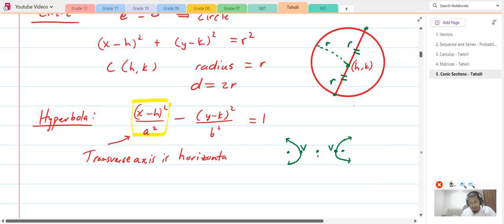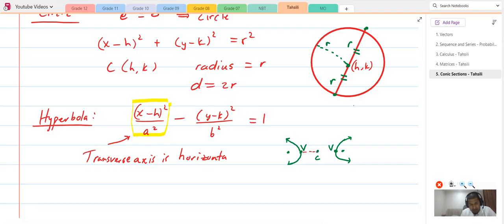The distance from the center to the vertex is this value of a. The distance from the center to the focus is the value of c, because that's focus 1, and that's focus 2. So how do you find c? c squared is equal to a squared plus b squared. Remember, the eccentricity is c over a, and it's always greater than 1 for a hyperbola.